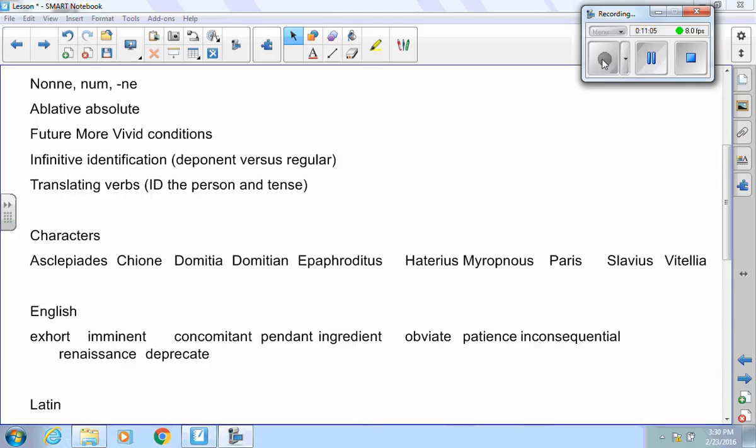Nonne, num, and -ne, those are the introductory yes or no questions. Nonne is expected yes: surely this happened, didn't it? Num is expected no: surely this did not happen, did it? And then -ne is: I don't know if it's yes or no.